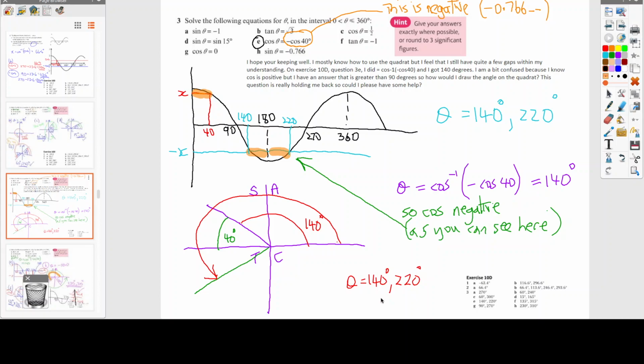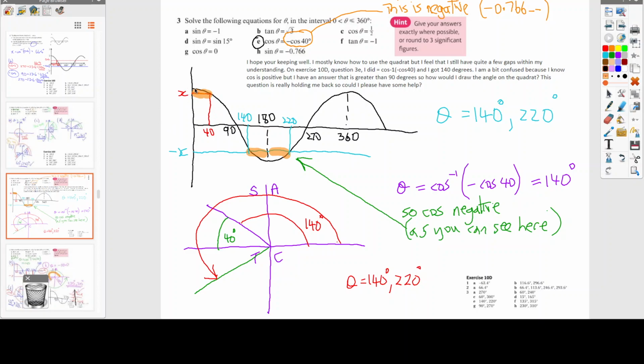So this is exercise 10D, question 3E for Victor. Now, I can see why you were getting confused here, Victor. This is a really tricky question. I think the best way to explain it to start with is to not use the quadrant diagram, the CAST diagram, but just to go back to first principles and consider the curve.